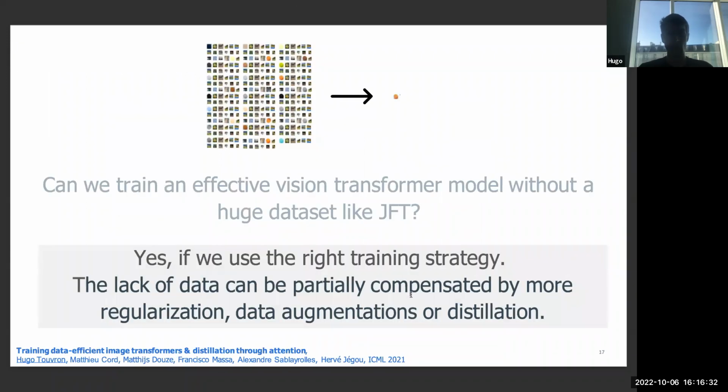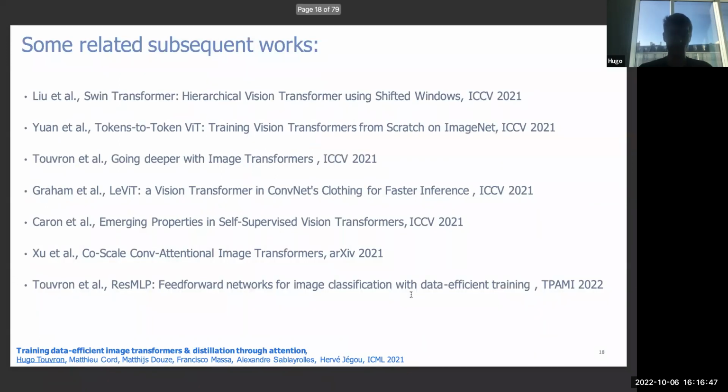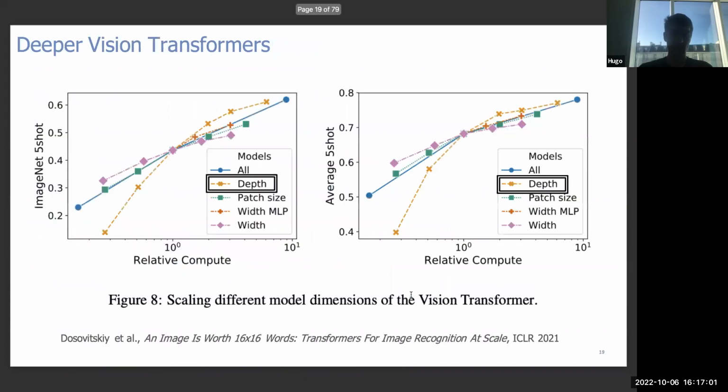So the question: can we train an effective vision transformer model without a huge dataset like JFT? The answer is yes. If we use the right training strategy, the lack of data can be partially compensated by more regularization, data augmentation, or distillation. There is a lot of subsequent work that reuses the DeiT training strategy to propose a new transformer architecture for image classification on ImageNet with pre-training on ImageNet only.